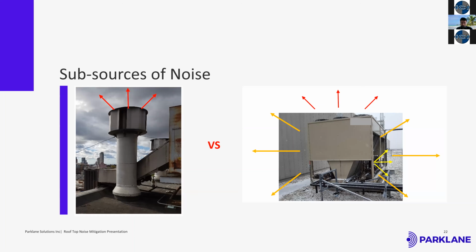As I mentioned before, condensing unit or the compressors can create noise, and typically because of their proximity to the intake, the intake noise is dominated by the compressor noise, whereas for the exhaust, it's dominated by the exhaust fans.